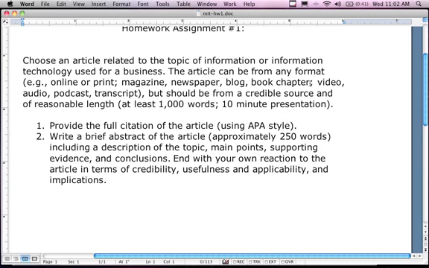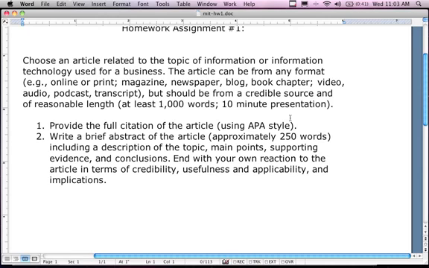Instead, you want to find an article either online or in a magazine. So it could be printed or it could be online, a blog, a book chapter, a video. Something from a credible source of a reasonable length, and provide a full reference citation. I'm not going to look for the APA format. If you just cut and paste the URL, that's going to be the most important thing for me to find so I can actually look at the article.